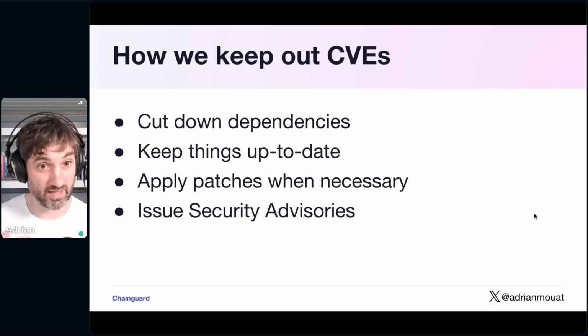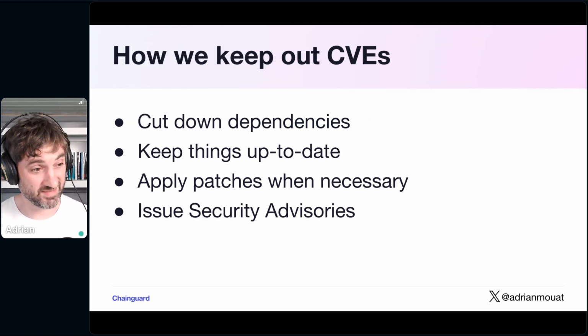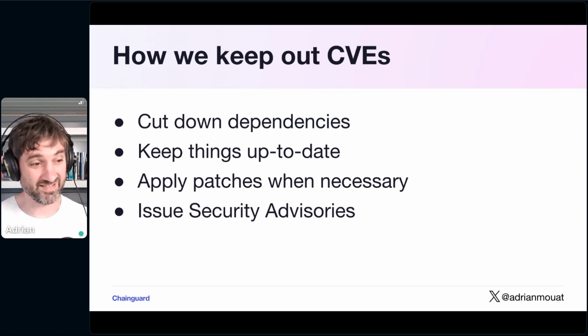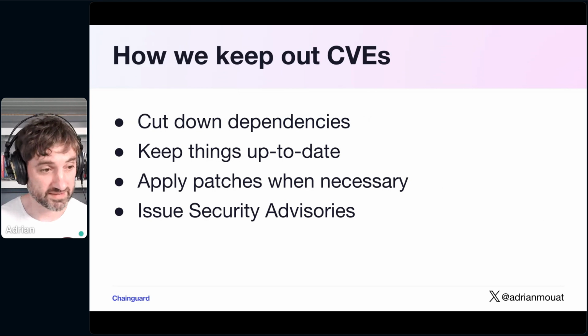Okay, so to this point about CVEs, how do we keep out CVEs? How do we get to 0 CVEs? There's sort of 3 or 4 things, but the 2 important ones account for sort of 90% of how we get rid of CVEs, and there's things that you can do yourselves in most cases. So the first one is cut down the number of dependencies.